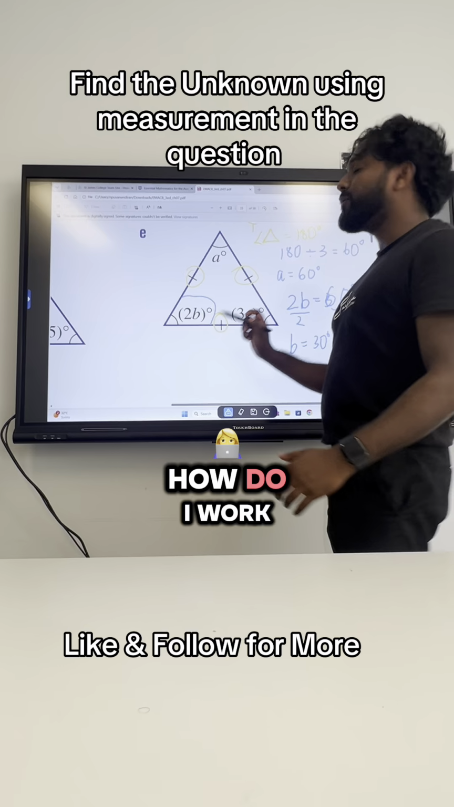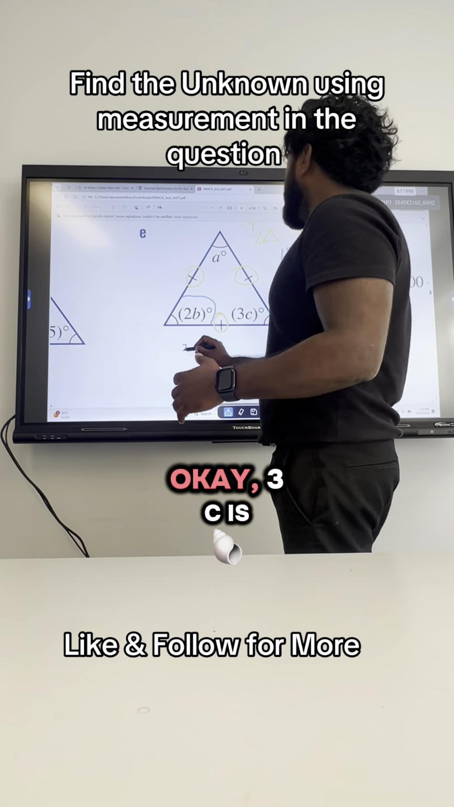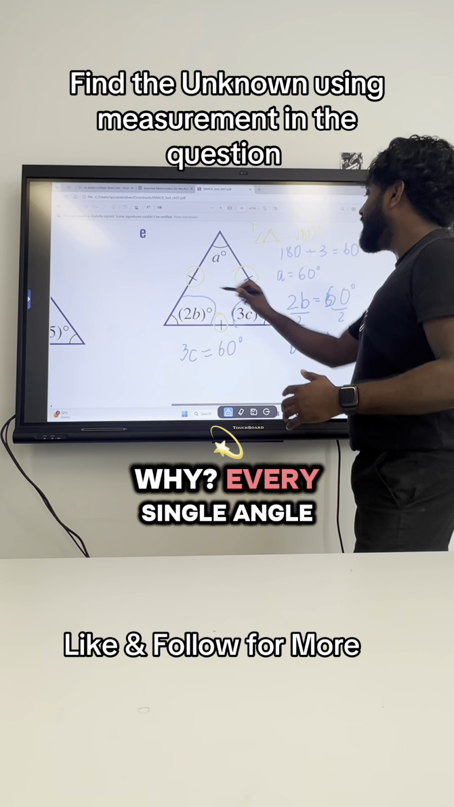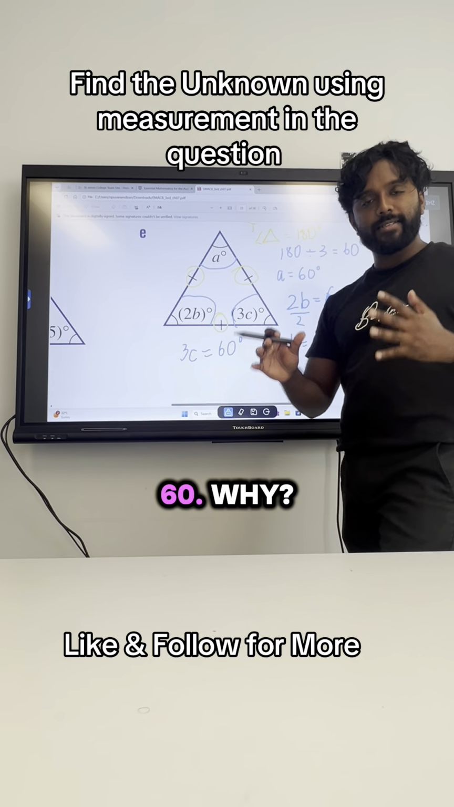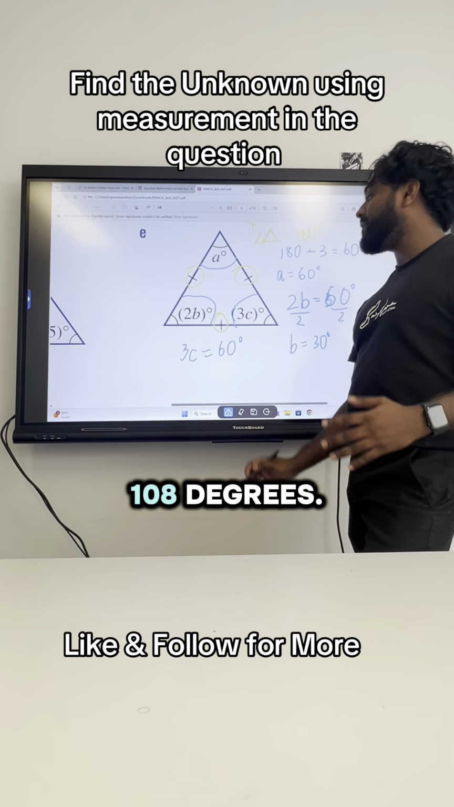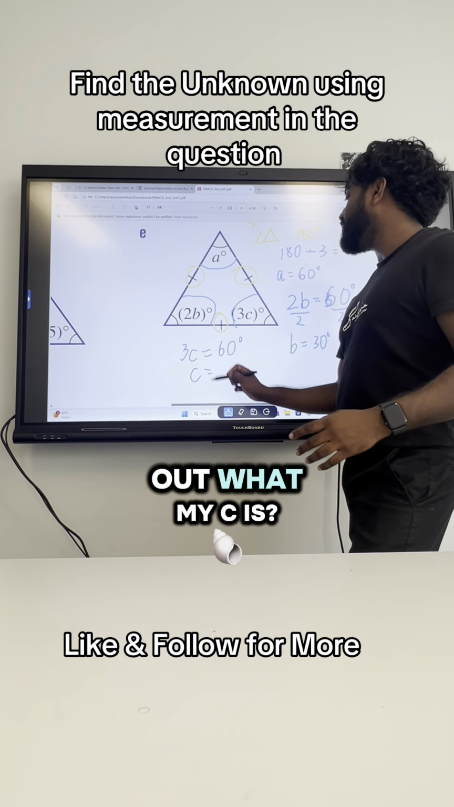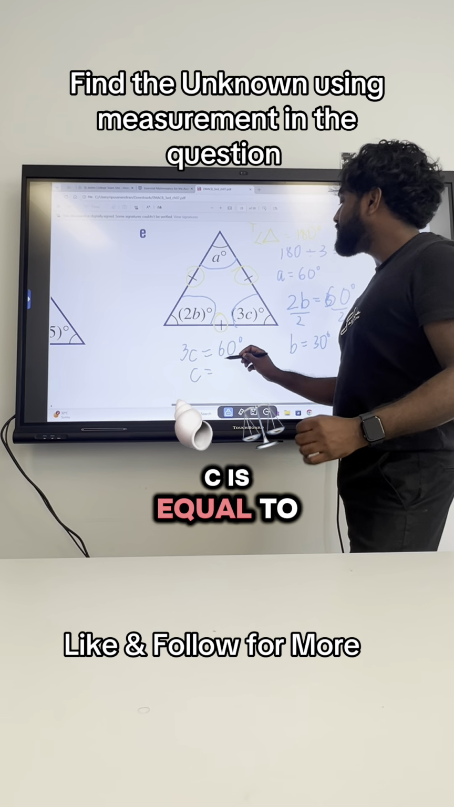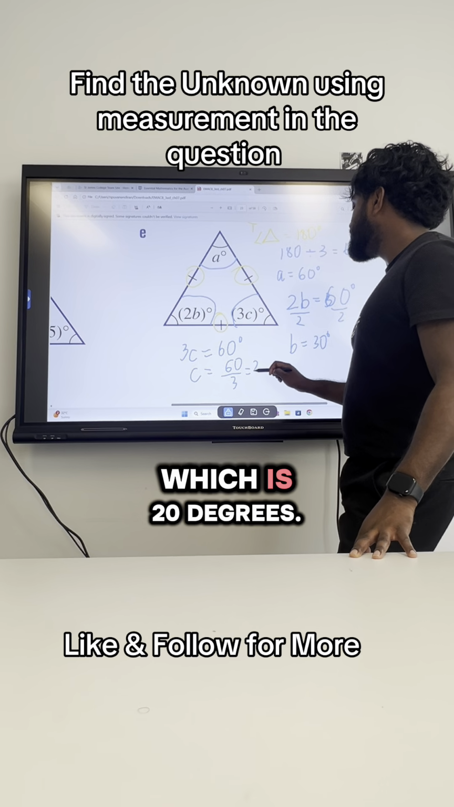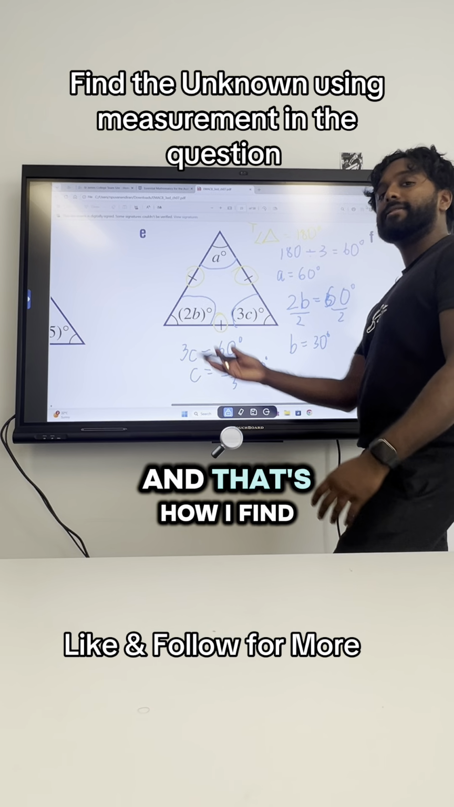In this scenario, how do I work out C as well? 3C is equal to 60 degrees. Why? Every single angle here is equal to 60, because it's an equilateral triangle. Every angle adds up to 180 degrees. How do I work out what my C is? C is equal to 60 divided by 3, which is 20 degrees. And that's how I find that out.